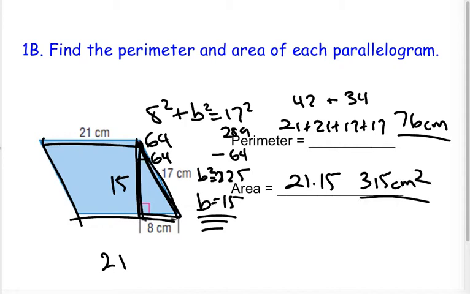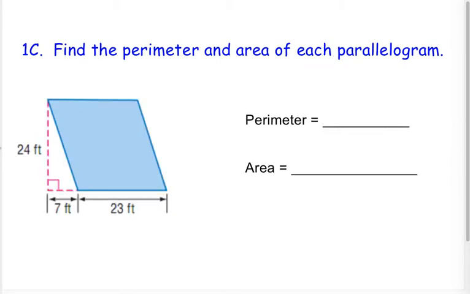So you see how I use the Pythagorean theorem there? That doesn't go away. That shows up. In fact, it shows up quite a bit. So here, 7, 24. I need to figure out this. This is actually going to be my height right here.